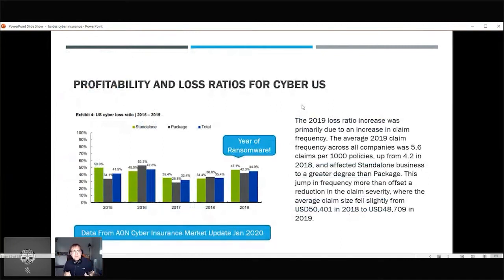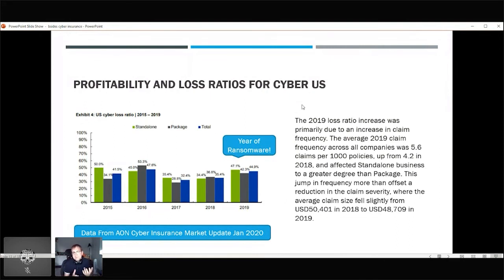So if we look at the profitability and loss ratios for cyber insurance, this is coming from a market update from Aon, up to 2020. You can see that in terms of losses from 2005 to 2015, and even 2019, the year of ransomware, it didn't really impact them much. It's hovering between 50% and 47%. There was an increase between 2018 and 2019, which you can see in those bars. What was different, as you can see in the text, was a jump in frequency rather than claim size.